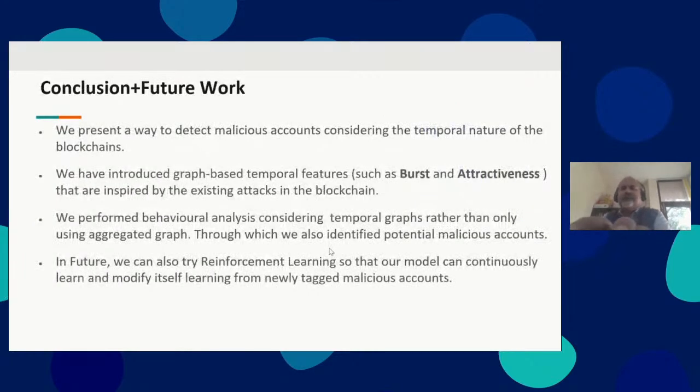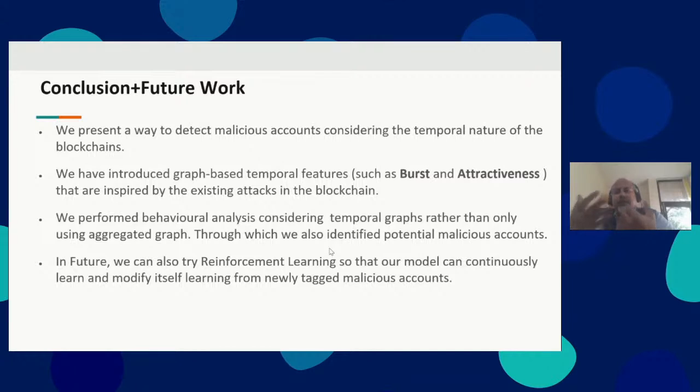So that's basically what I have. We presented a way to detect malicious accounts considering the temporal nature of blockchain. We used graph-based temporal features, and we performed behavioral analysis over various timescales. Through that, we were able to assign a probability of being potentially malicious.